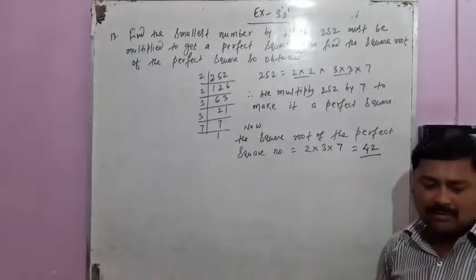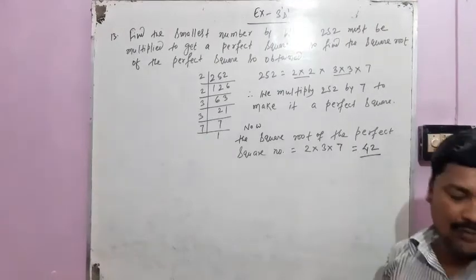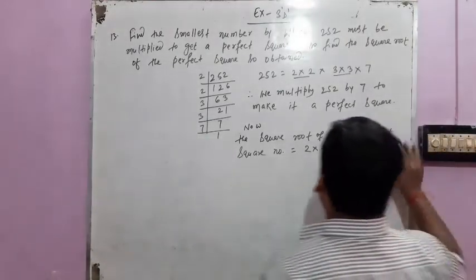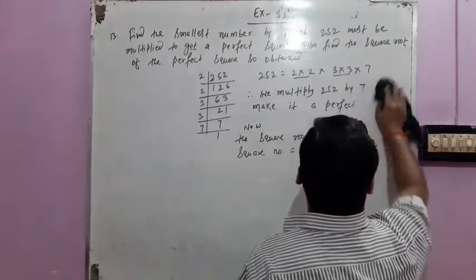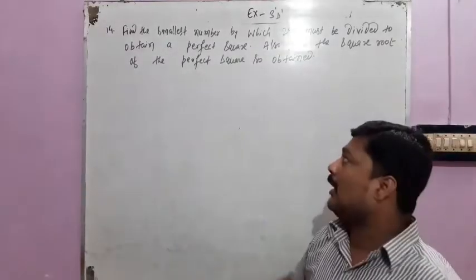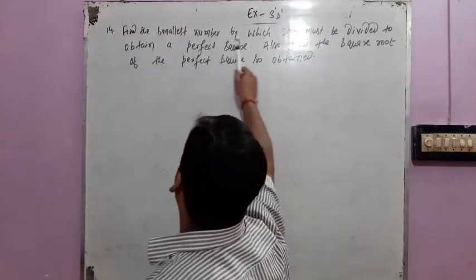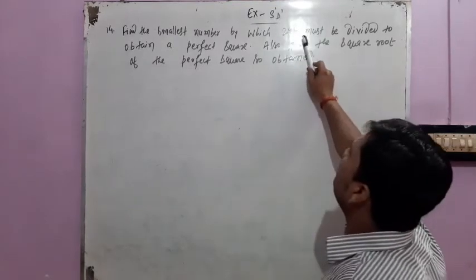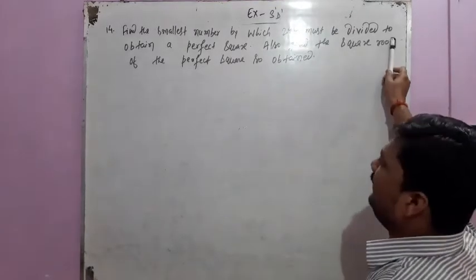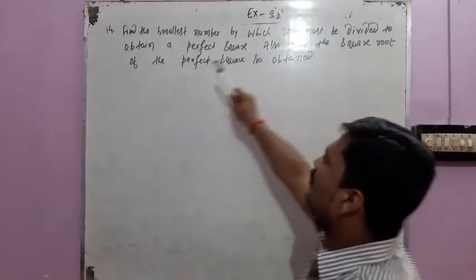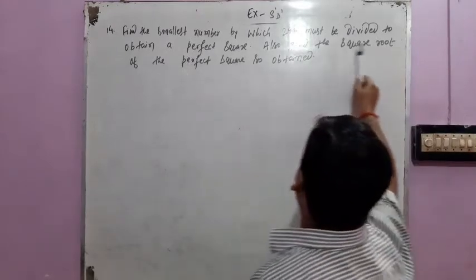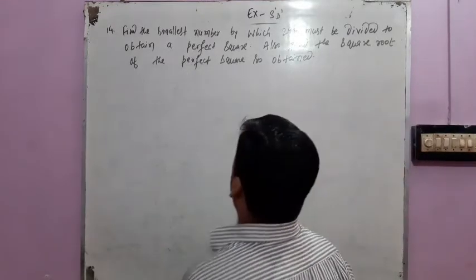Okay students, now we have to next move on question number 14. Now in question number 14 students, find the smallest number by which 2925 must be divided to obtain a perfect square, also find the square root of the perfect square so obtained.